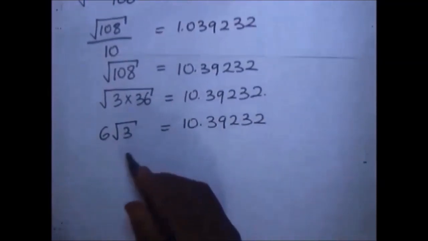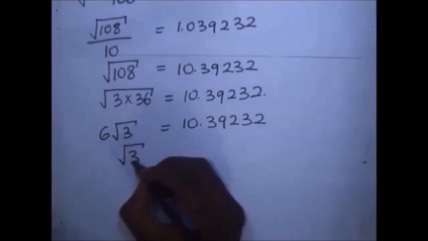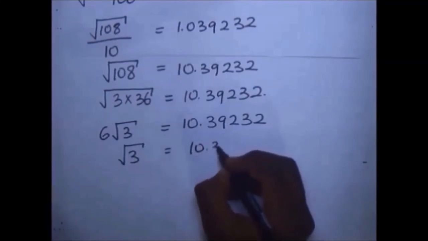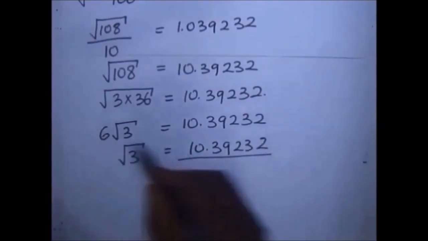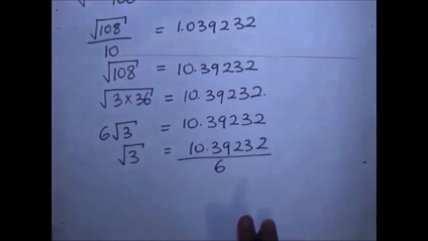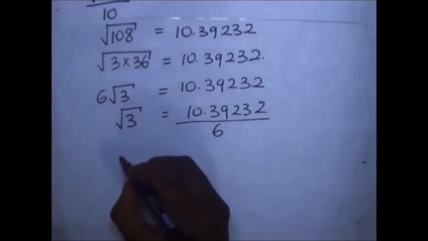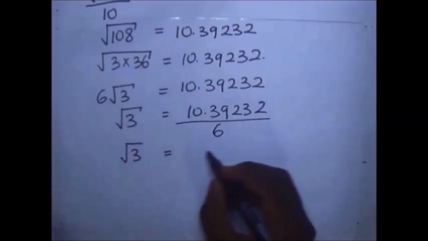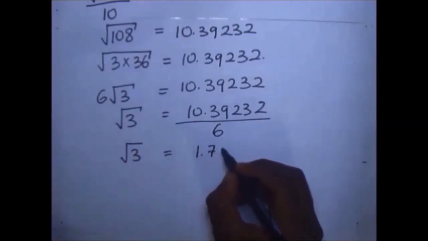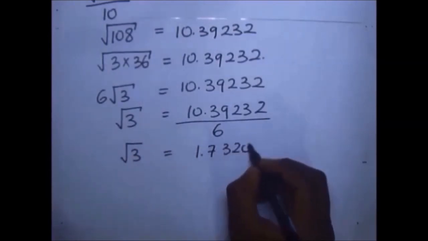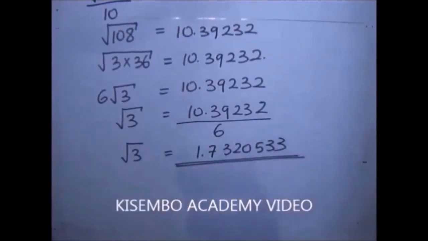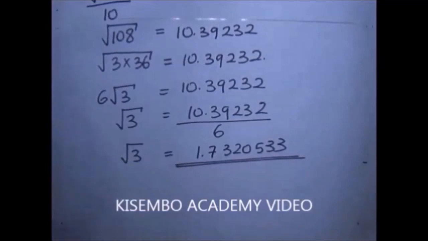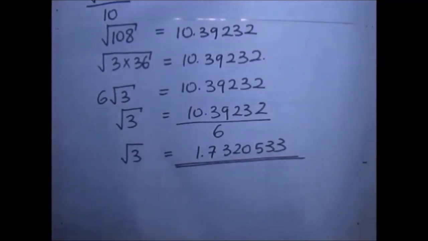So we shall end up with the square root of 3 giving us 10.39232 divided by this 6. And so our final answer for the square root of 3 will be 1.732053. And from there we will have achieved our answer for the square root of 3. We have answered the question.